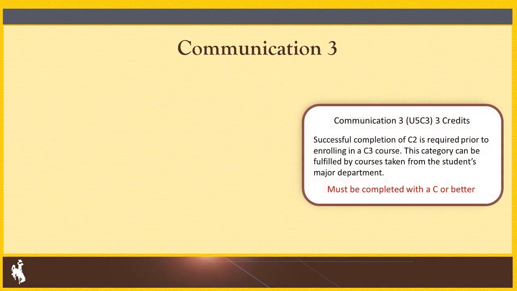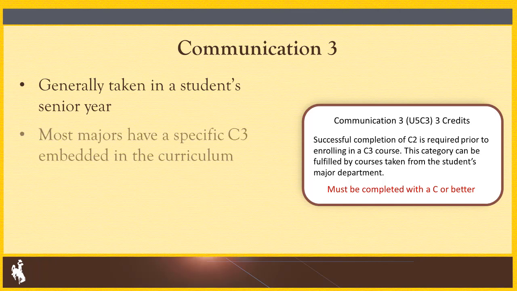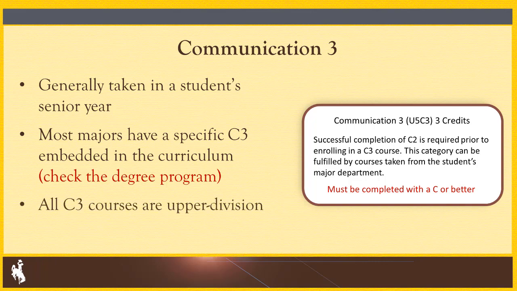The next and final communication in the sequence is Communication 3. Successful Communication 2 is required before the Com 3, and it must be completed with a C or better. This attribute's generally taken in a student's senior year, sometimes in their junior year, and the majority of majors have a Com 3 embedded in their curriculum. And so a student and an advisor will really want to check the curriculum and see what the Com 3 is and see when it should be taken in their sequence. All Com 3s are upper division courses.